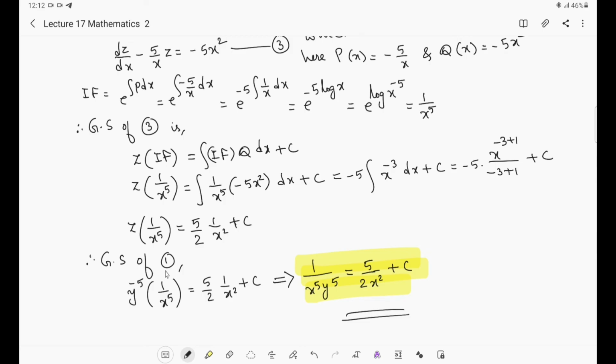To get the solution of equation 1, whatever substitution we have taken, that is y power minus 5 equals z, we have to substitute back here, then we will get the required general solution, right? So this is the procedure for solving Bernoulli's equation. I hope you have understood how to identify Bernoulli's differential equation and how to solve it.